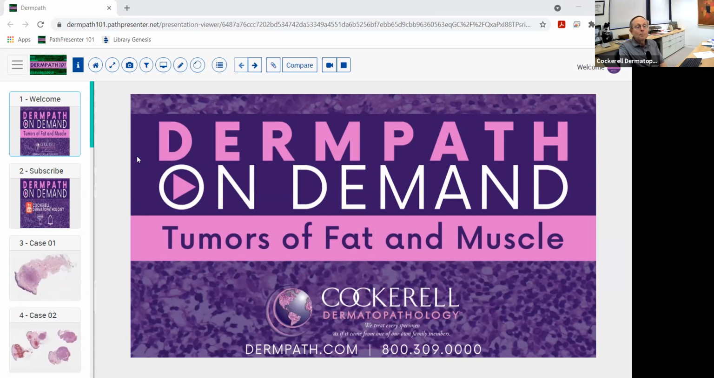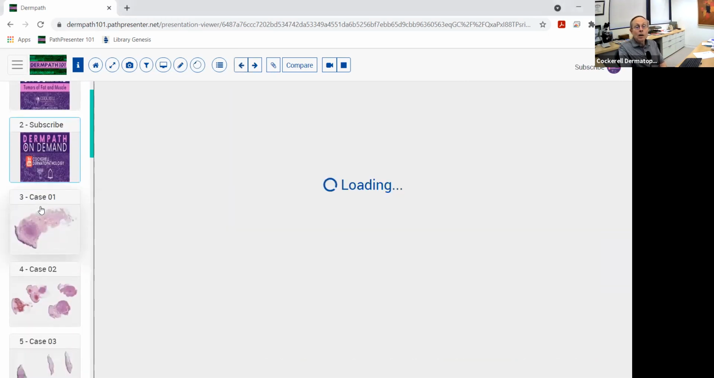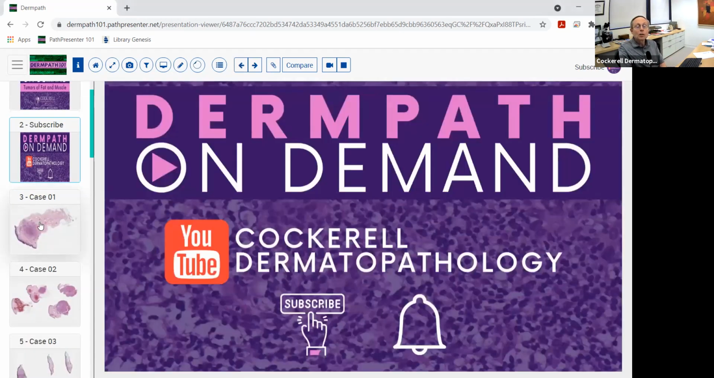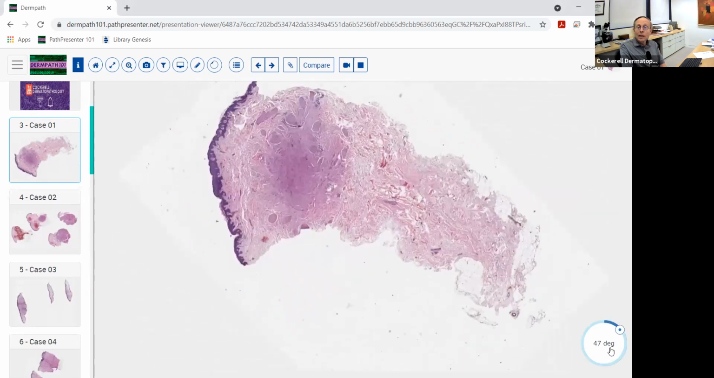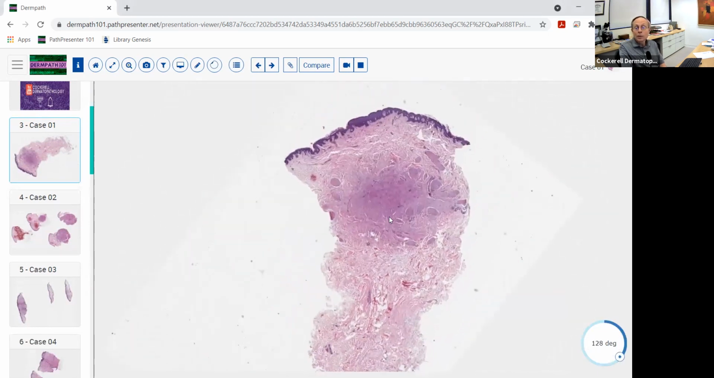Okay, so we're going to talk today about some tumors of muscle and fat. And there really aren't too terribly many of these that are that important for dermatopathology, which is kind of the good news.